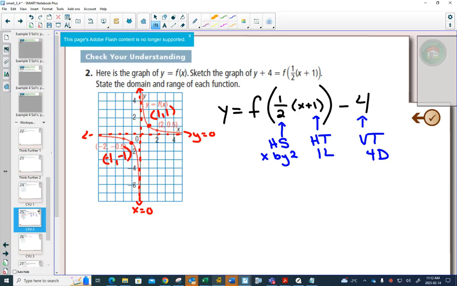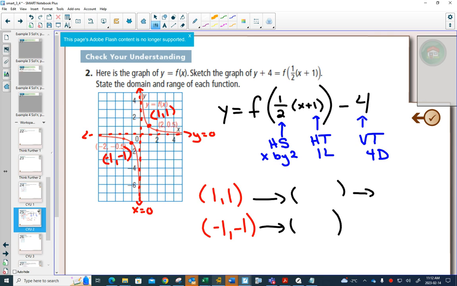So once we realize what we need to do to show our work, we're going to take our original points, so 1, 1, and negative 1, negative 1. Draw our arrow diagrams, and because we have stretches as well as translations, we always do our stretches and compressions first, followed by our translations. And so above these first set of arrows, I look, what kind of stretches and compressions do I have? Only one, that x is getting multiplied by 2. What kind of translations do I have? I have 2 of them, 1 to the left, and 4 down.